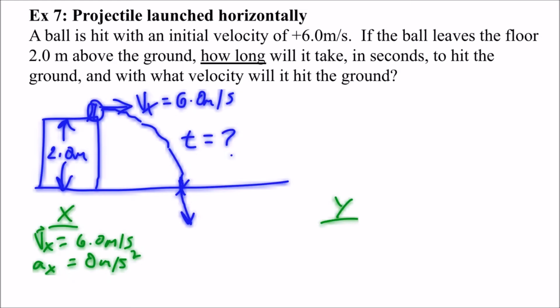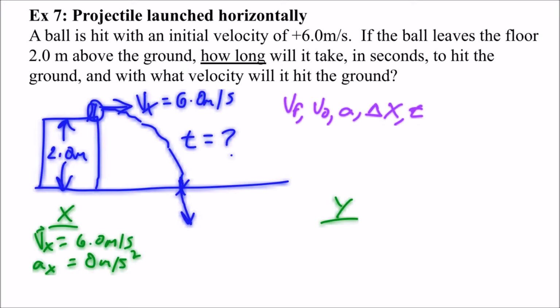And I don't know how long it took for the ball to travel this distance right here, so I don't know anything else in the x-axis. By the way, if you're having trouble making your list, just write down what your kinematic variables are. Final velocity, initial velocity, acceleration, displacement, and time.